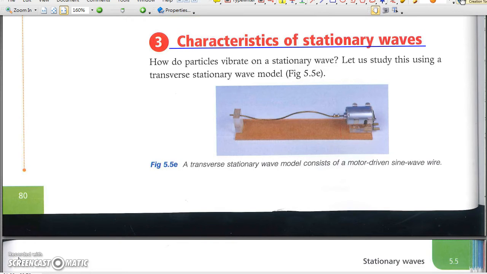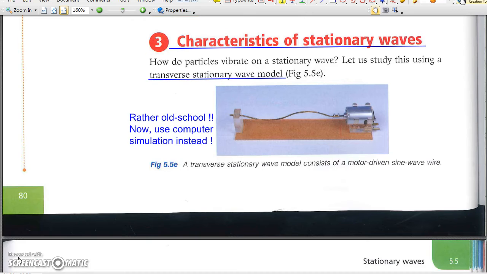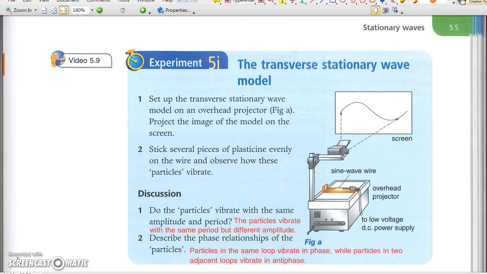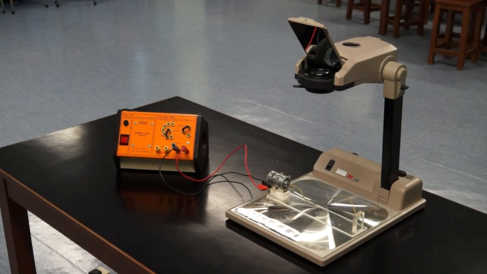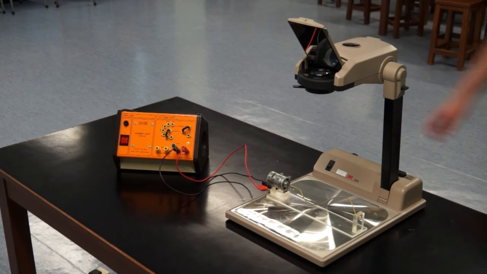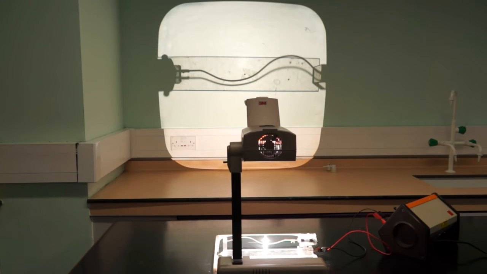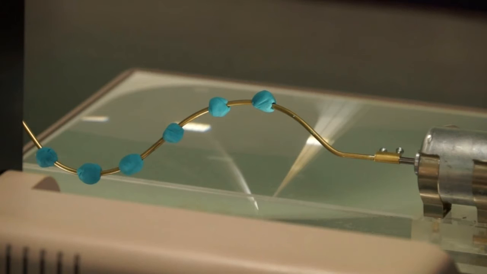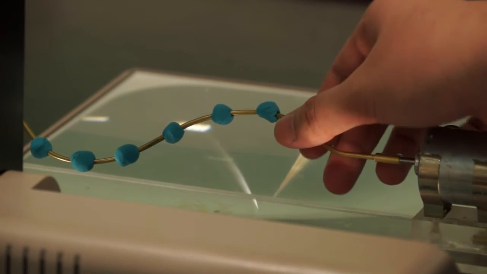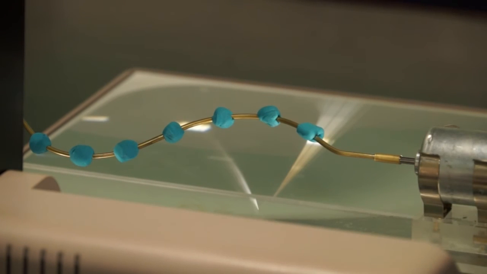Now let's examine the particle vibration of a stationary wave. Experiment 5I. The transverse stationary wave model. Set up the transverse stationary wave model on an overhead projector. Project the image of the model on the screen. Stick several pieces of plasticine evenly on the wire. These plasticine pieces represent the particles on the wave.